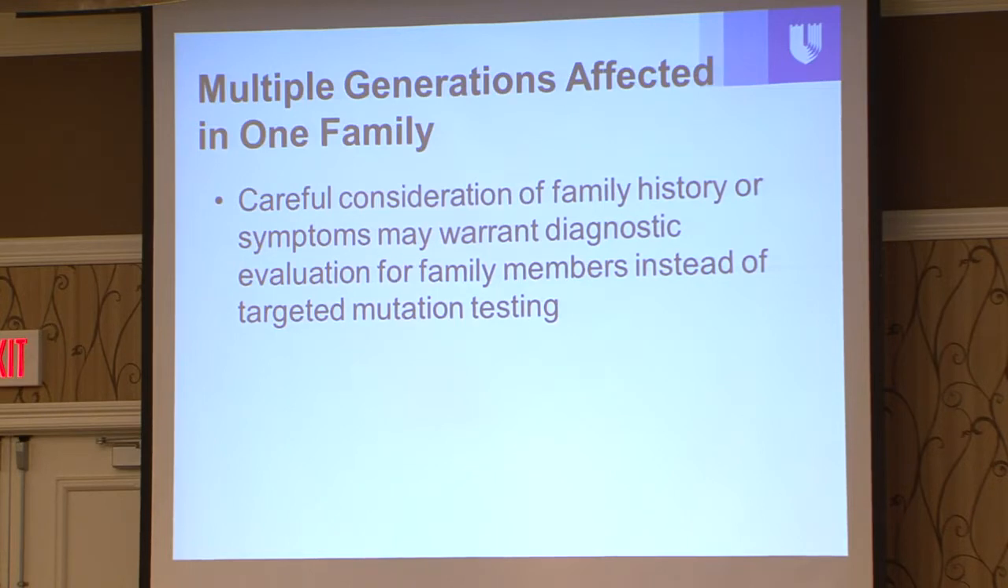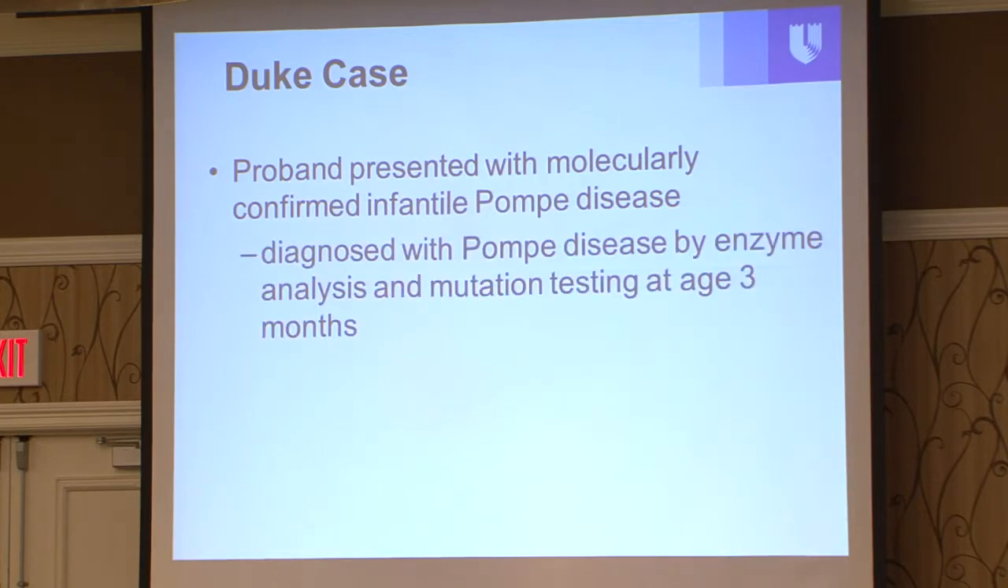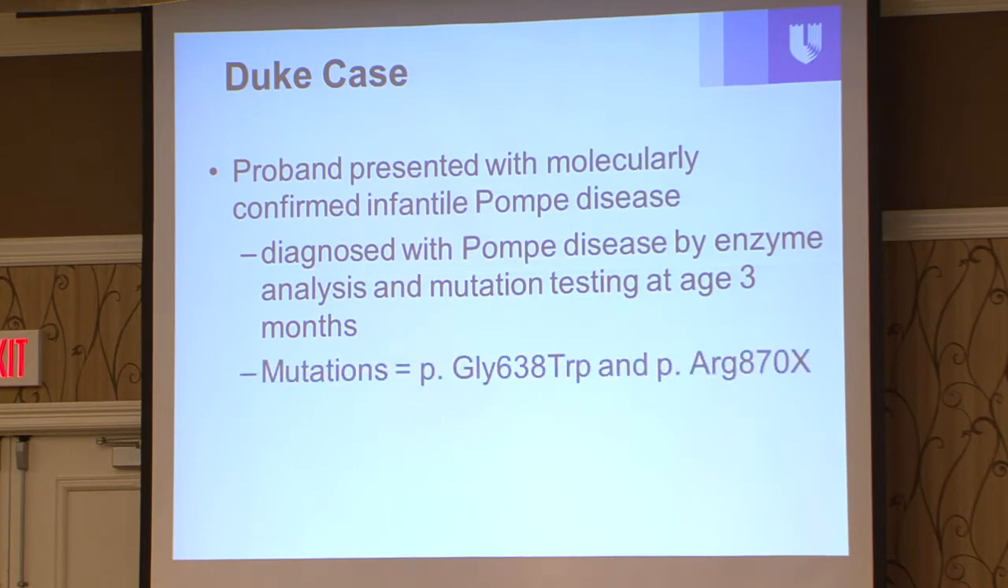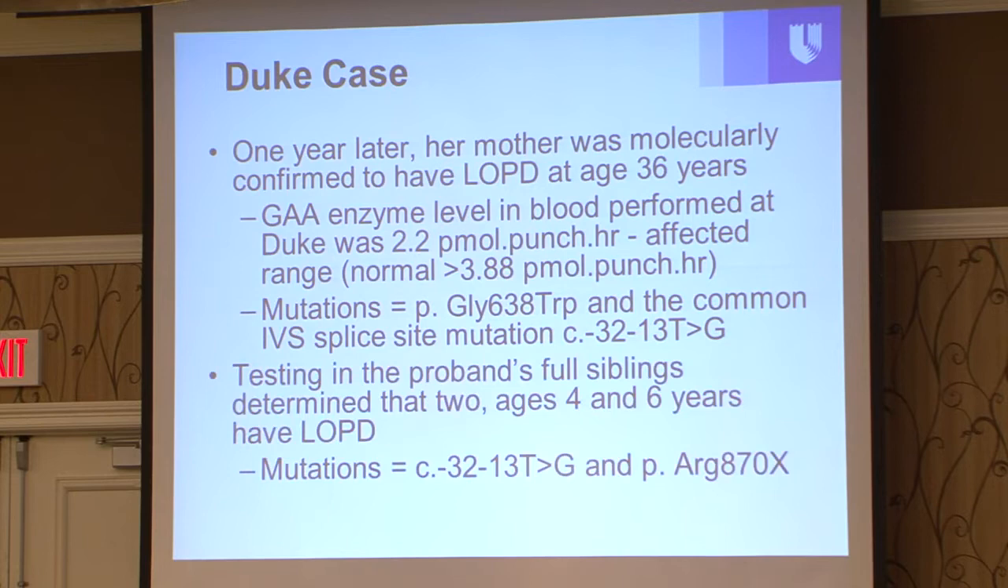This is also a very important point for families here: the multiple generations affected in one family. We need to think about this when we're thinking about newborn screening, especially having children diagnosed with infantile onset. So quickly, the case here was a baby diagnosed at 3 months, who definitely had 2 mutations. But then a year later, mom was tested, and her enzyme level in blood was within the affected range, and she also had 2 mutations.